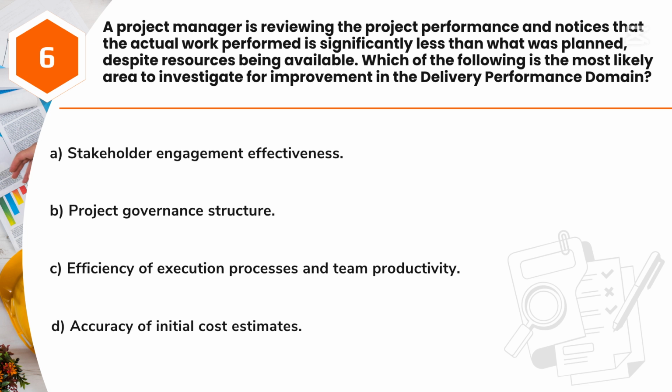Question 6. A project manager is reviewing the project performance and notices that the actual work performed is significantly less than what was planned, despite resources being available. Which of the following is the most likely area to investigate for improvement in the delivery performance domain? A. Stakeholder engagement effectiveness. B. Project governance structure. C. Efficiency of execution processes and team productivity. D. Accuracy of initial cost estimates.